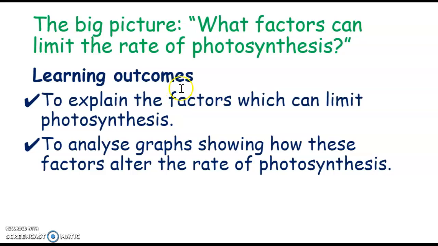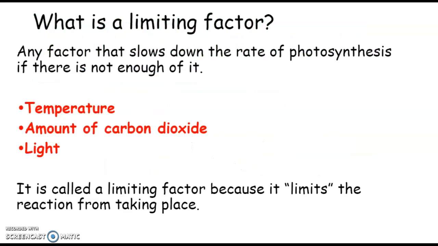So I'm just going to quickly explain today the factors that can limit photosynthesis, and we're going to look at some graphs, and see what those graphs are telling us. The limiting factors that limit photosynthesis are the temperature. That's to do with the enzymes. If it's too cold, it's not going to happen. If it's too hot, it's going to denature the enzymes.